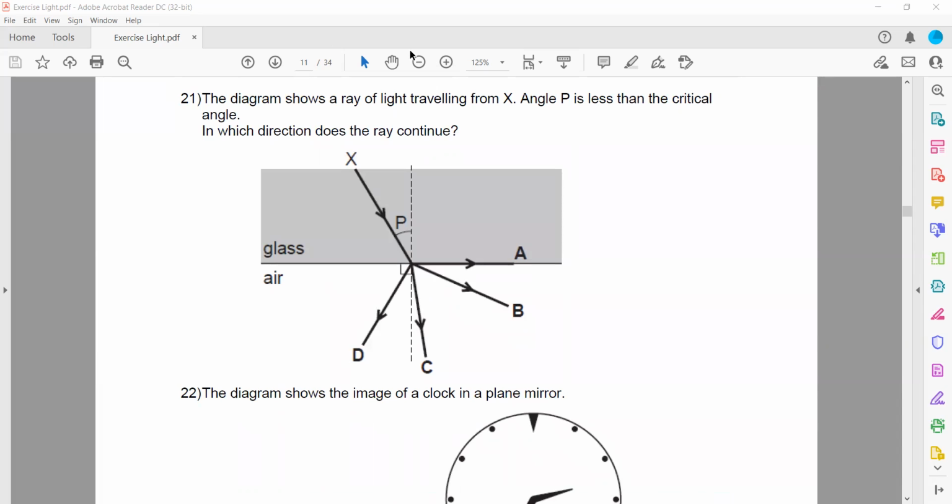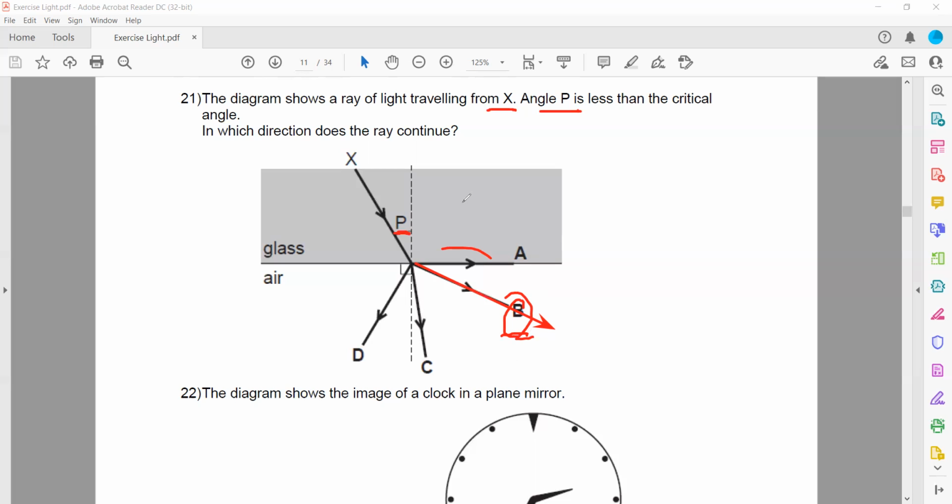The diagram shows a ray of light traveling from X and P is less than the critical angle. This angle of incidence is less than the critical angle. If it was equal to the critical angle, then it will travel along the surface. But if it is less than the critical angle, it will bend away from the normal, as moving from glass to air, the speed increases. So the correct answer is B. If the same question was there, with the angle of incidence equal to the critical angle, then A will be the right answer. But in this case, B is the correct answer.